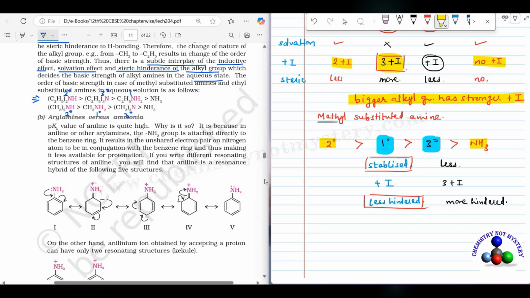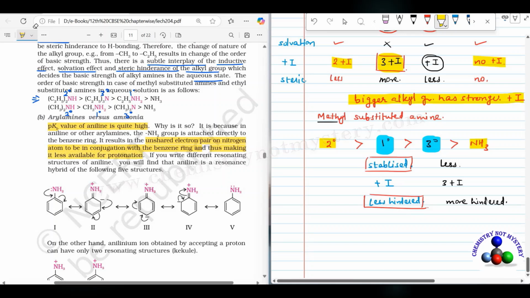Now let's read from the book. Arylamine versus ammonia. pKb value of aniline is quite high. Why is it so? It is because in aniline or other arylamines, the NH2 group is attached directly to the benzene ring. It results in the unshared pair of electrons on nitrogen atom to be in conjugation with the benzene ring and thus making it less available for the protonation.